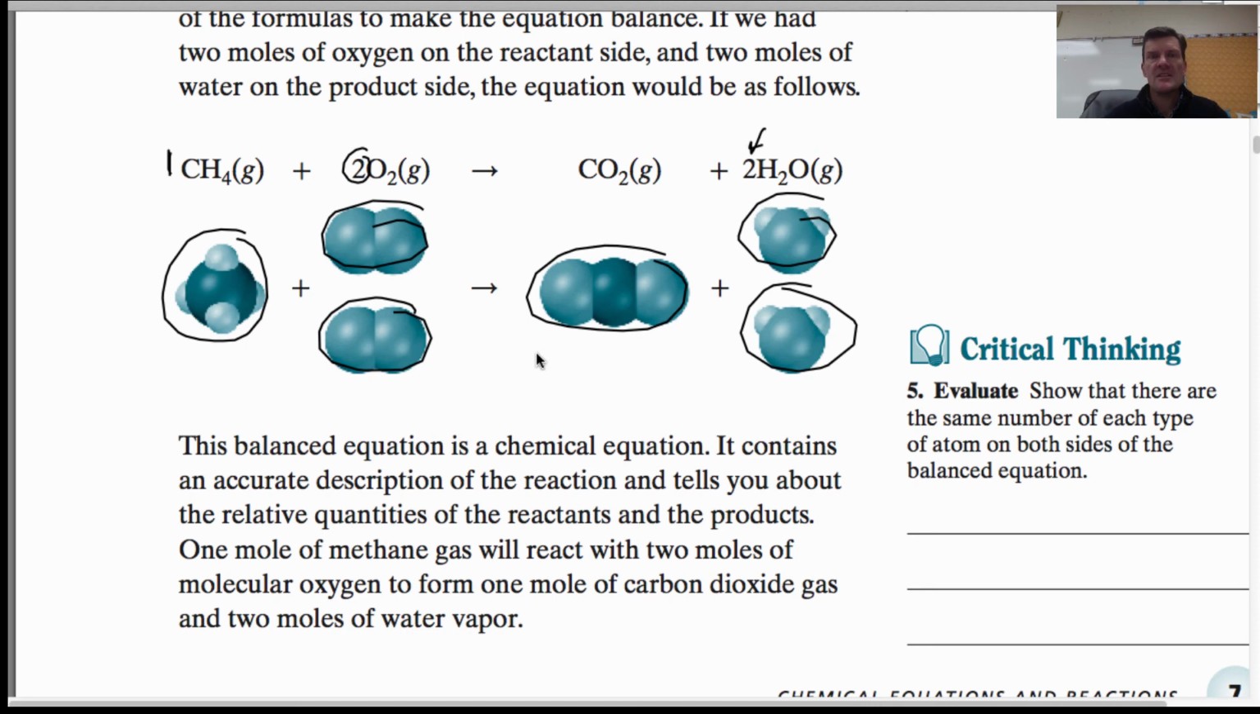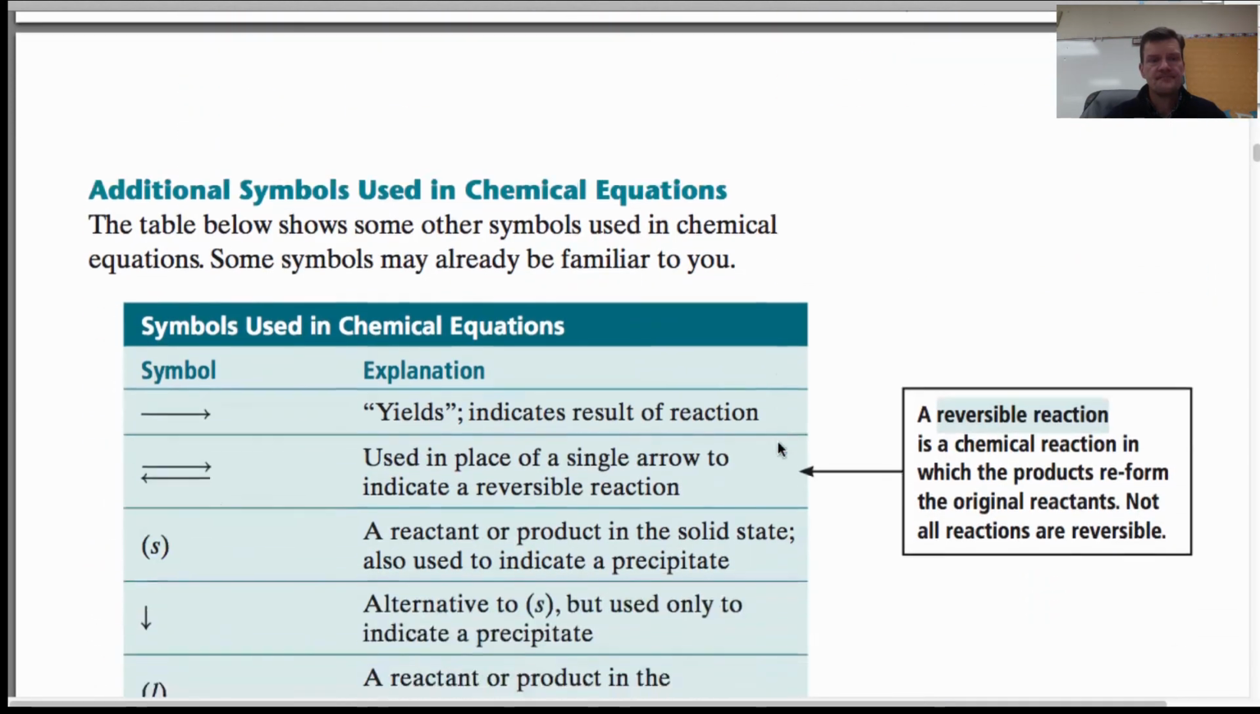Then you have the same number of atoms of each element on both sides. 1, 2, 3, 4 oxygens. Here they are. 1, 2, 3, 4. One carbon, one carbon, one carbon. And our four hydrogens. 1, 2, 3, 4. 1, 2, 3, 4. Kind of cool. It works out. All right.